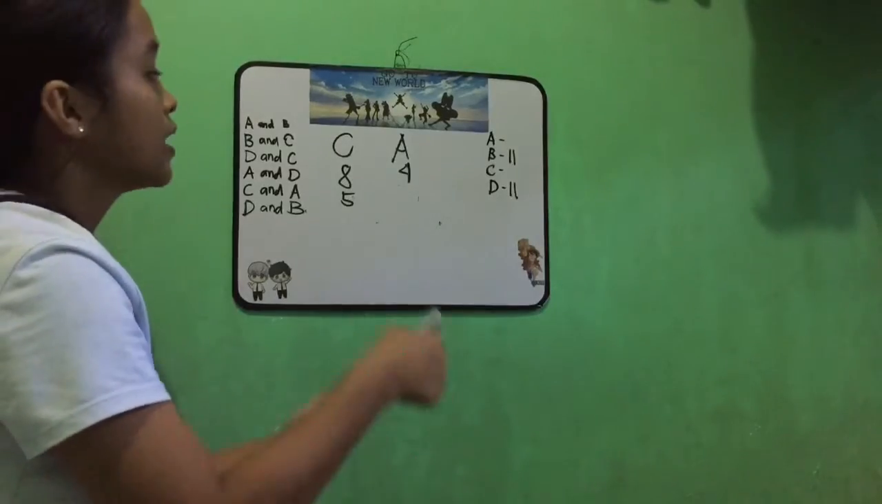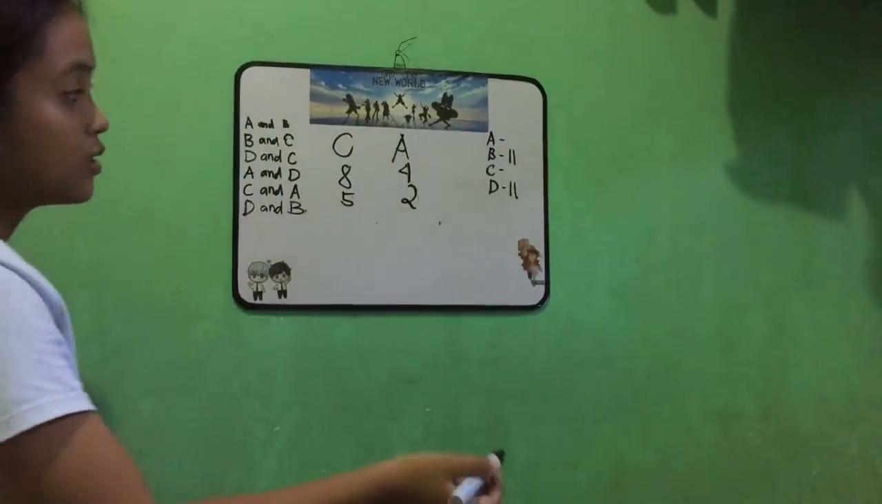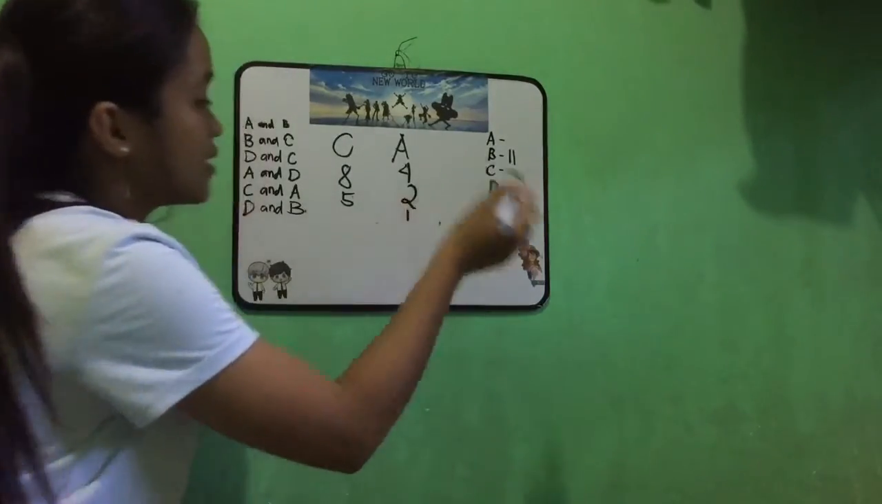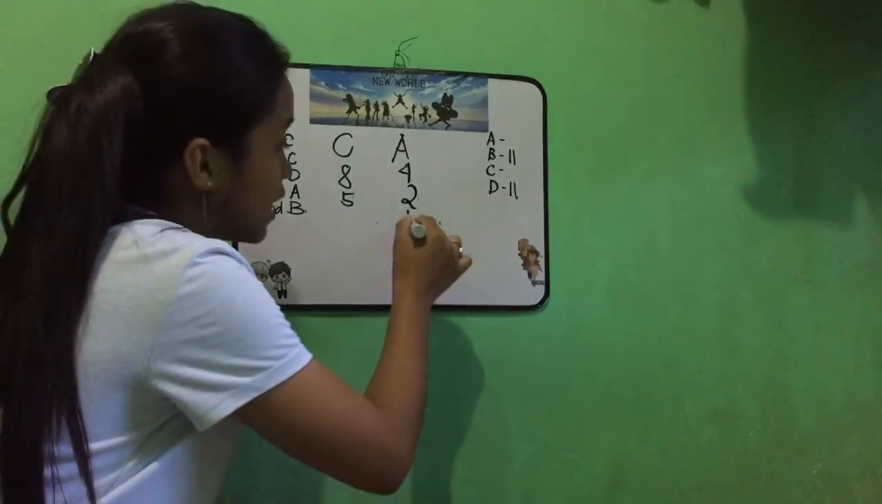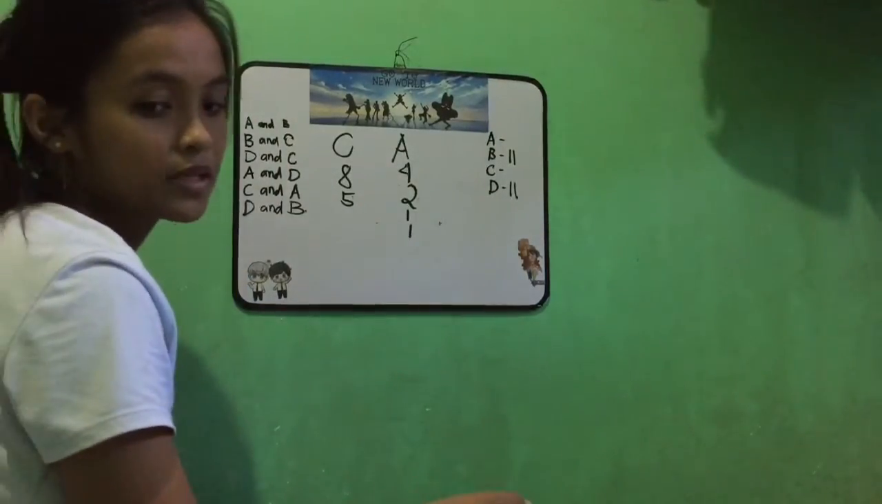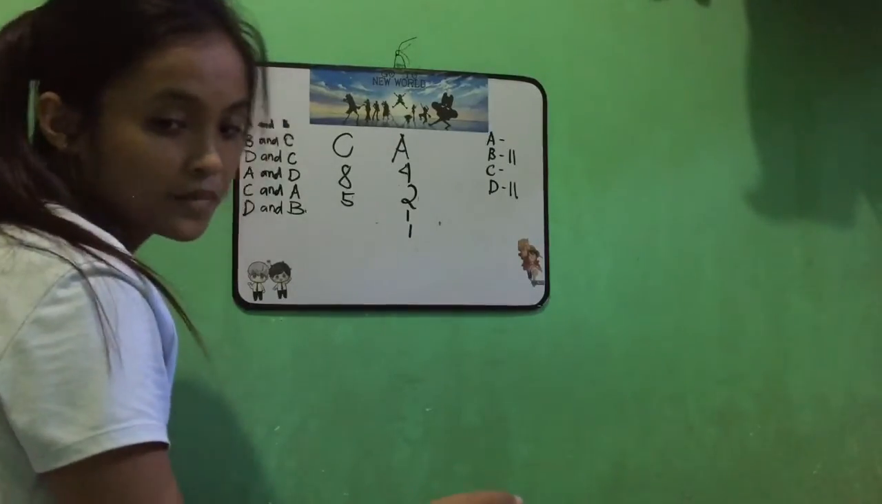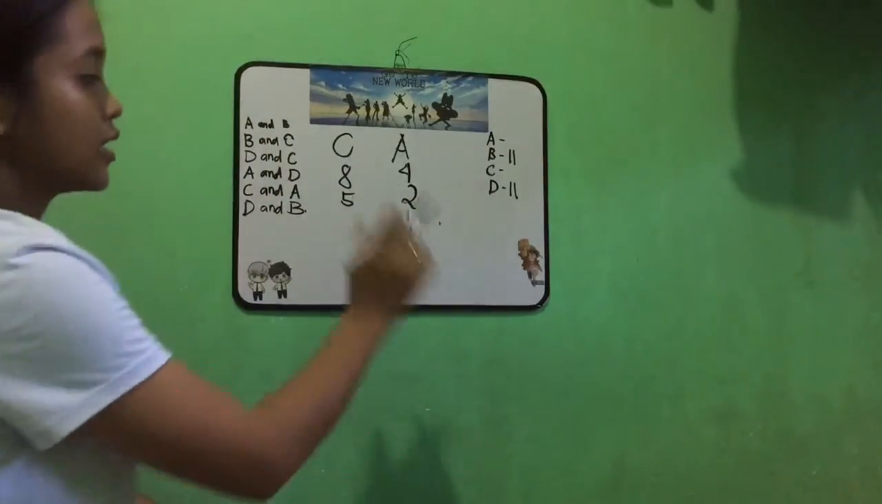Next column, A will have 2 votes since it appeared earlier than C. Next, A will have 1 vote since it appeared earlier than C. Next column, A again will have 1 vote since it appeared earlier than C. And the last column, A will have 1 vote since it appeared earlier than C.